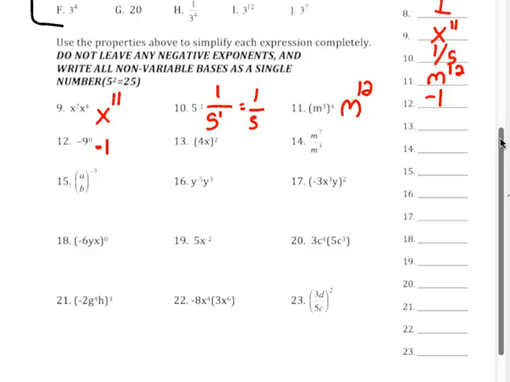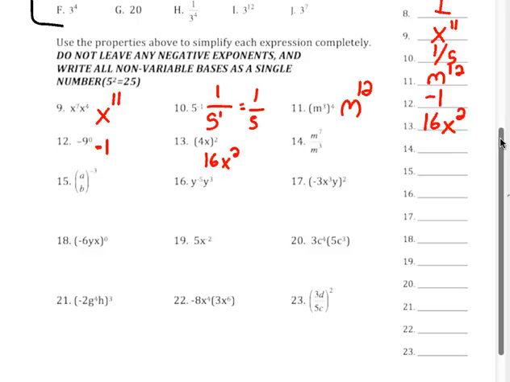Number 13. So in number 13, we have a whole parenthesis being taken to a power. 4 and x both being squared. So that squared is going to apply to both pieces, okay? I end up with 4 squared, which is going to give me 16, and then x squared. So make sure that you remember, apply any power throughout the entire parenthesis, okay?